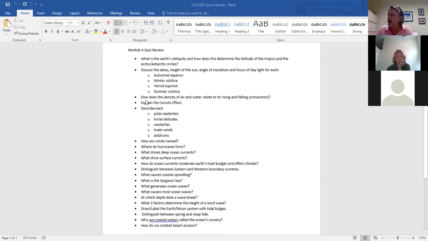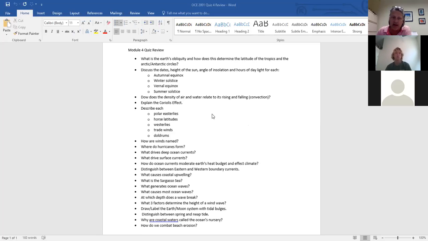How does the density of air and water relate to its rising and falling? Convection. Well, we know that more dense fluid, and air and water are both fluids, sink. Least or less dense fluid rises. Density of water depends on salinity and temperature. Air, mainly temperature, because there's no salinity. So those convection cells transfer energy due to density differences.